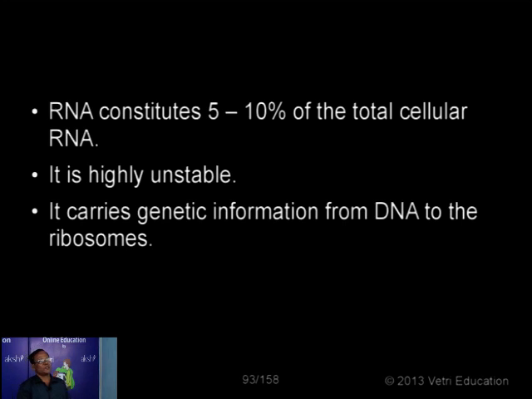Now, what is its percentage of the total cellular RNA? It is the least in percentage when compared to other types. In terms of amount also, it is least, 5 to 10% of the total cellular RNA, unlike rRNA, the most abundant. The next comes the tRNA. The least abundant is mRNA. mRNA constitutes nearly 5 to 10% of the total cellular RNA.